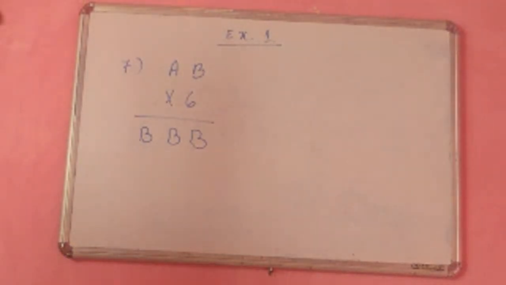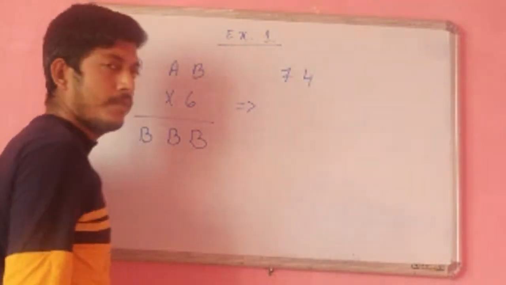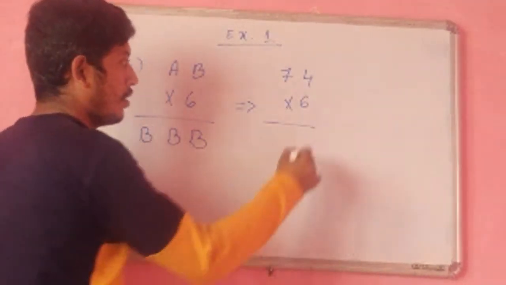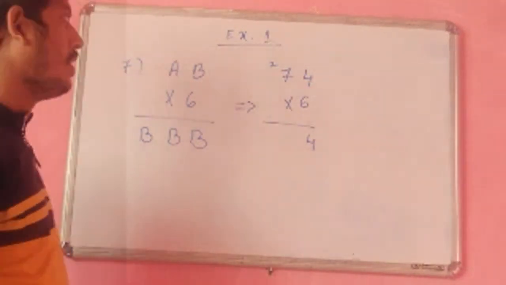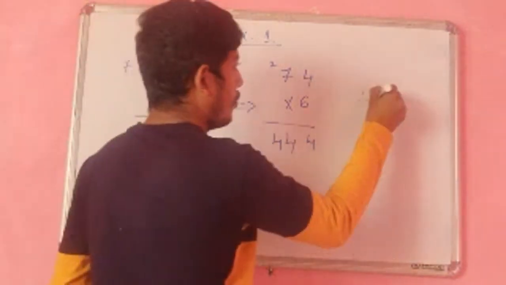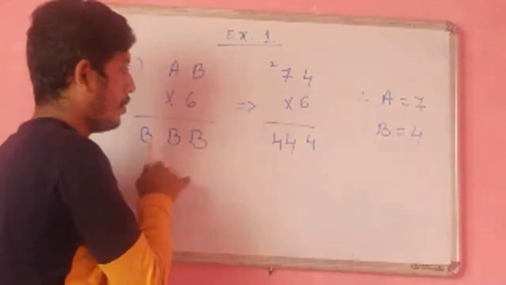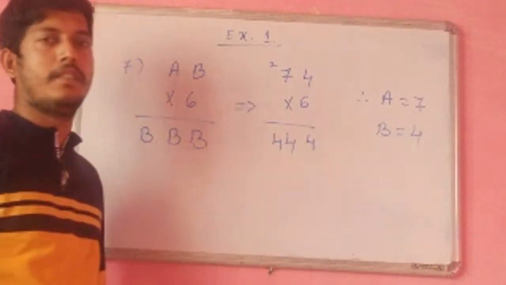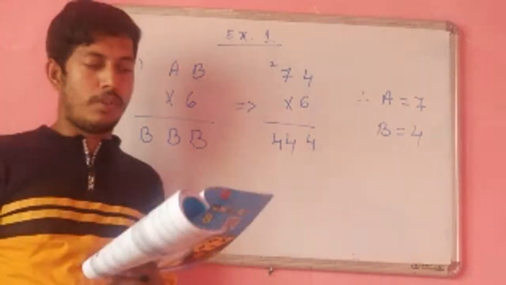Okay, here I will consider value of A as 7, value of B as 4. 4 into 6. 6 4s are 24, then 6 7s, 6 6s are 36, 6 7s are 42, plus 2 is 44. Therefore, value of A is 7 here and value of B is 4. So BBB is 444 and the value of A is 7. Just look at the answer. Now, next one you have to solve, that is the 8th one.